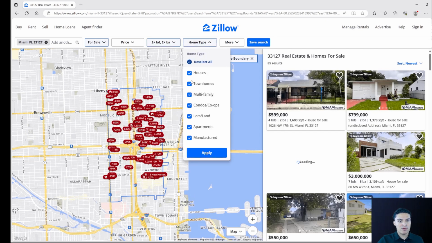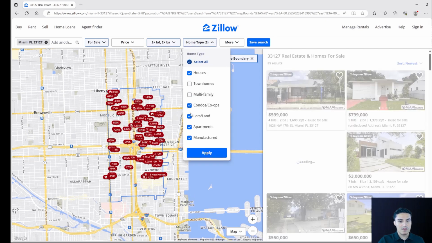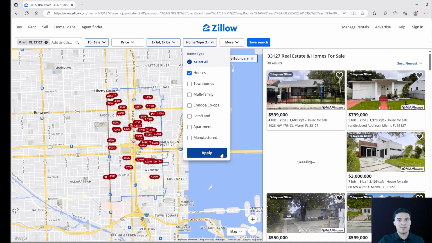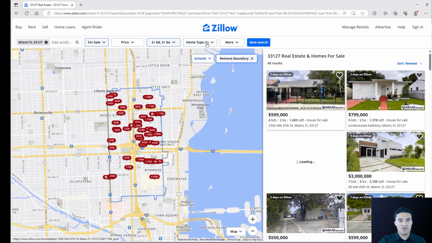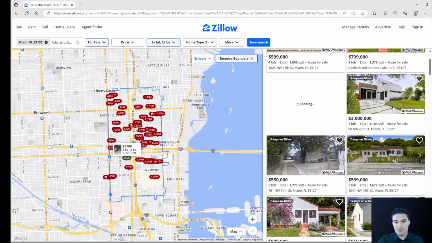Home type, we're only going to be looking for houses, okay? None of these things right here. Sometimes maybe even apartments, depending on the area that you're looking for. And then click on that, search. So there's a few over here that you're going to see. Wow, beautiful property over here.